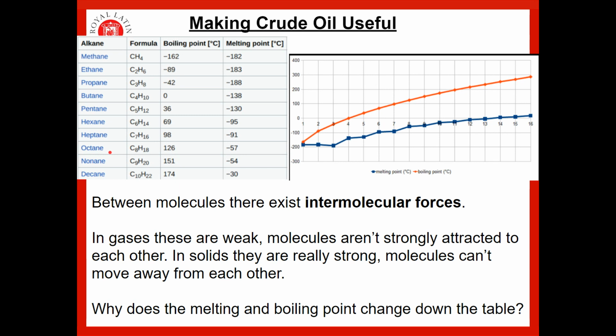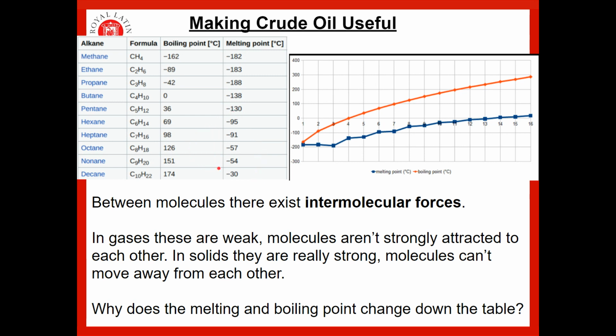away from each other. So in gases, the intermolecular forces are weak. So they're not strongly attracted to each other. So the gases are free to move away and disperse. In solids, they are really, really strong. And so it's very difficult for us to break those molecules apart from each other. As we go down the group, boiling point and melting point increase.